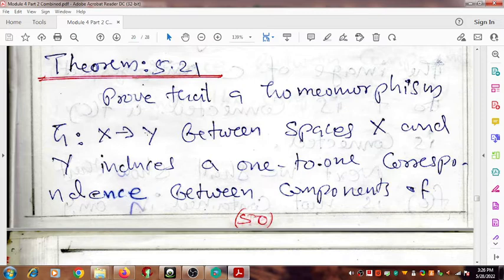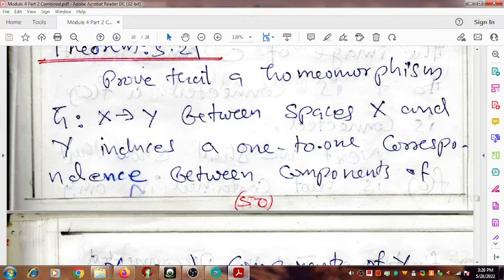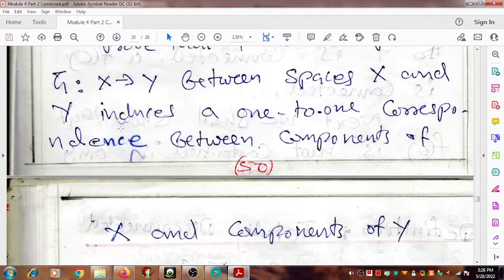Using that, we can say that H of C is also connected, and thus what we get is this: suppose there are 10 components, then their images are present in Y, and their number will also be 10. If there are only 5 components in the space X, then the corresponding images will be 5 in number. And thus we have a one-to-one and onto correspondence between the components of the first space and the components of the second space. That is the meaning of this result, and we want to prove this.